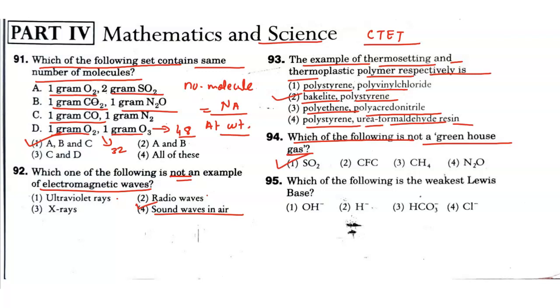It is a pollutant. Now next: which of the following is the weakest Lewis base? We have OH minus, H minus, HCO3 minus and Cl minus. The correct answer is H minus. What is a Lewis base? A Lewis base is any species that donates an electron pair to a Lewis acid to form a Lewis adduct, and that's why the correct answer is H minus.